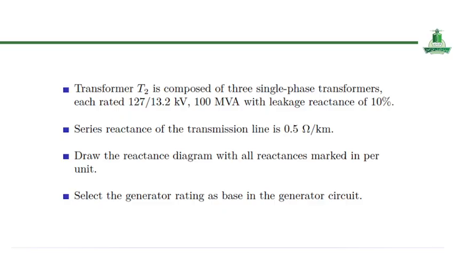Okay. Just to continue the previous example, this slide extends the system modeling by introducing the additional network components and outlining the steps required to develop a complete per unit reactance diagram. So transformer T2 is modeled as a bank of three single-phase units, each rated at 127 over 13.2 kilovolt and 100 megavolt amp with a leakage reactance of 10%.